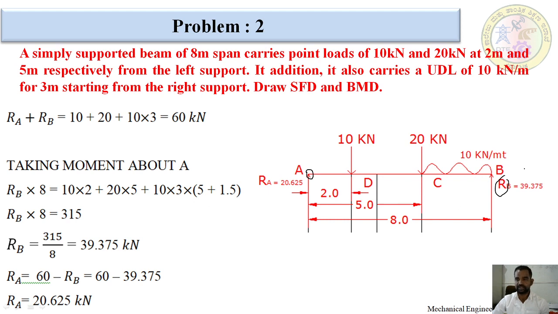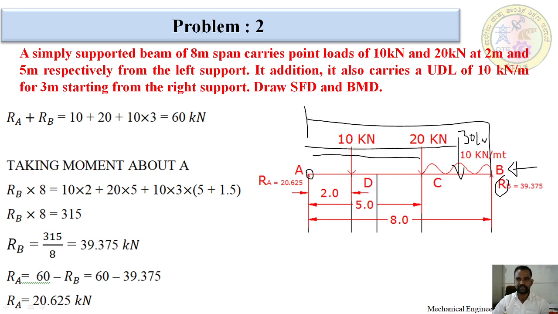Firstly, the calculations start from the right corner. This force into this distance. After that, the UDL converted to a point load is 30 kilonewton, 10 into 3 is equal to 30 kilonewton, at this distance from here. After that, 20 into this distance, 10 into this distance. We have to calculate like this. For that reason, RB into 6. This is an upward force, RB into this distance 6, is equal to the downward forces. Upward force is only one force, and these are downward forces. First one is 10 into 2, this distance they have given. Then 20 into 5.